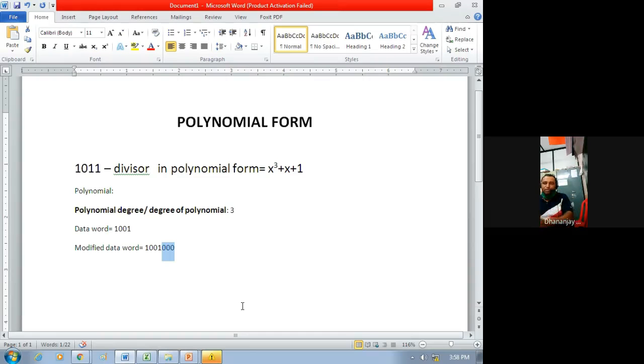लक्षात येते मी काय बोलतोय? जी पॉलिनॉमियल ची डिग्री आहे किंवा डिग्री ऑफ पॉलिनॉमियल आहे, हायेस्ट डिग्री जी आहे तेवढे झिरो तुम्ही इथं ऍड करायचे. म्हणजे तिकडे आपण जे -1 वगैरे करत बसलो होतो ना, तसं काही करत बसायचं नाही. इथं डिग्री ऑफ पॉलिनॉमियल बघायचे, तेवढे नंबर ऑफ झिरोज इथं आपण ऍड करायचे. हॅव यू गॉट दिस नाउ?